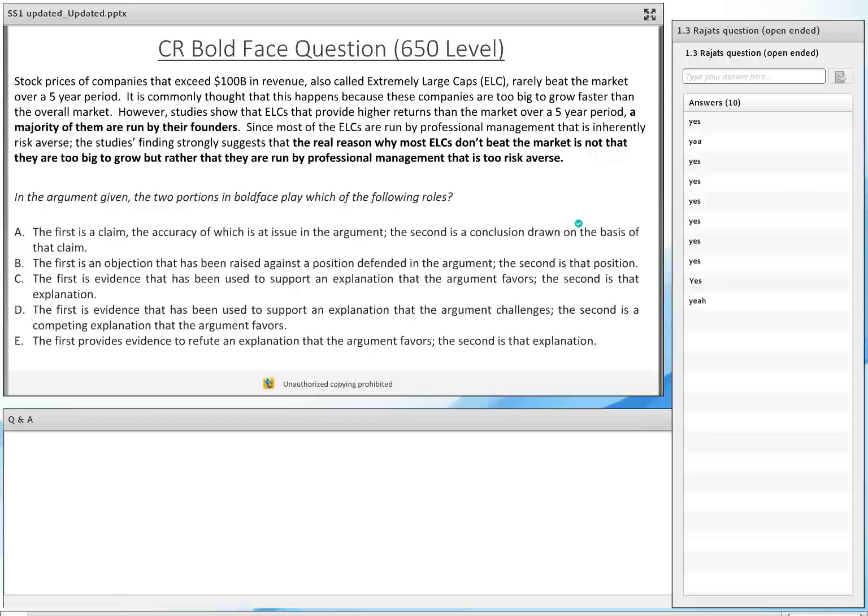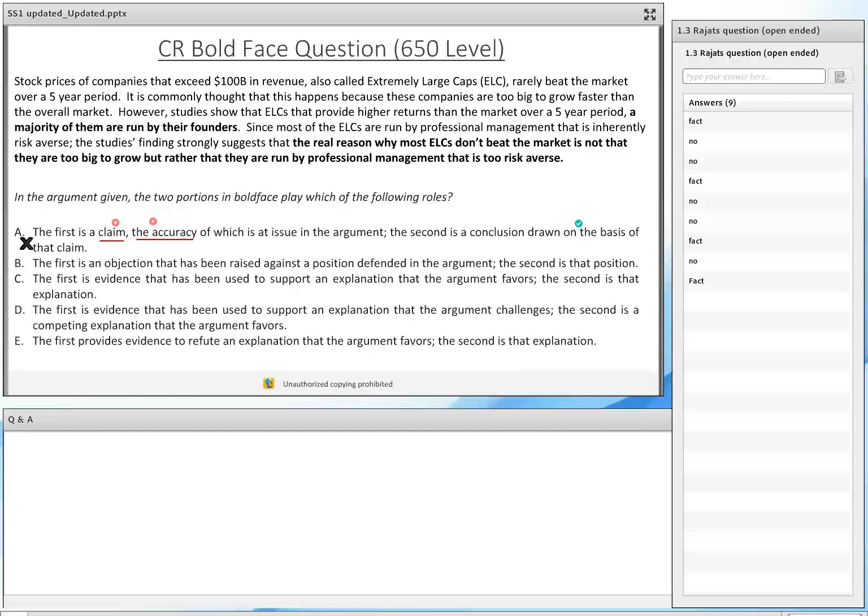Choice A says the first is a claim. Remember, the first is "a majority of them are run by their founders," the accuracy of which is at issue in the argument. Is the first a claim or a fact? Remember, fact and claim are two mutually exclusive buckets. So it's a fact, so that's wrong. Do we doubt the accuracy of first? Do we say no, a majority of them are not run by their founders? No, we don't doubt the accuracy of first. Because this is wrong, we say choice A is wrong.